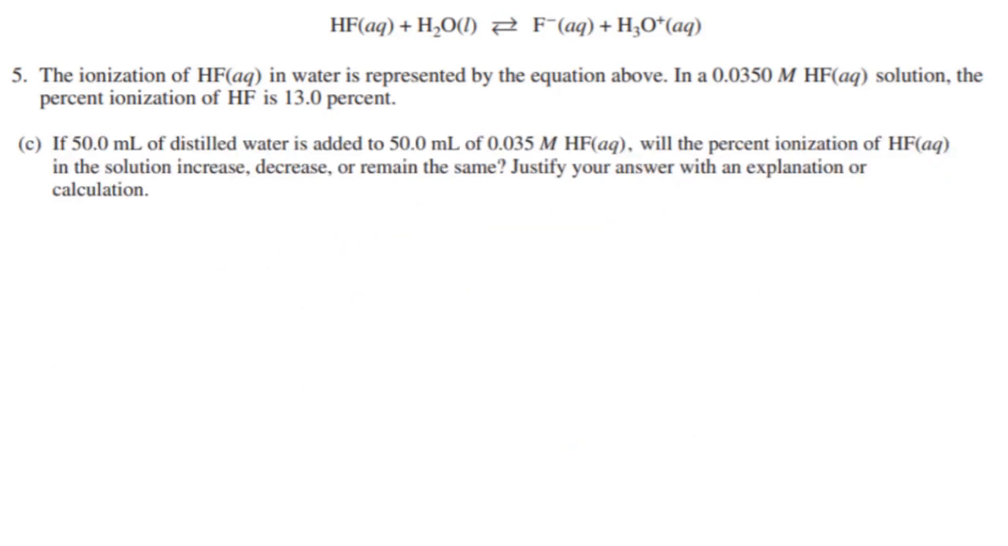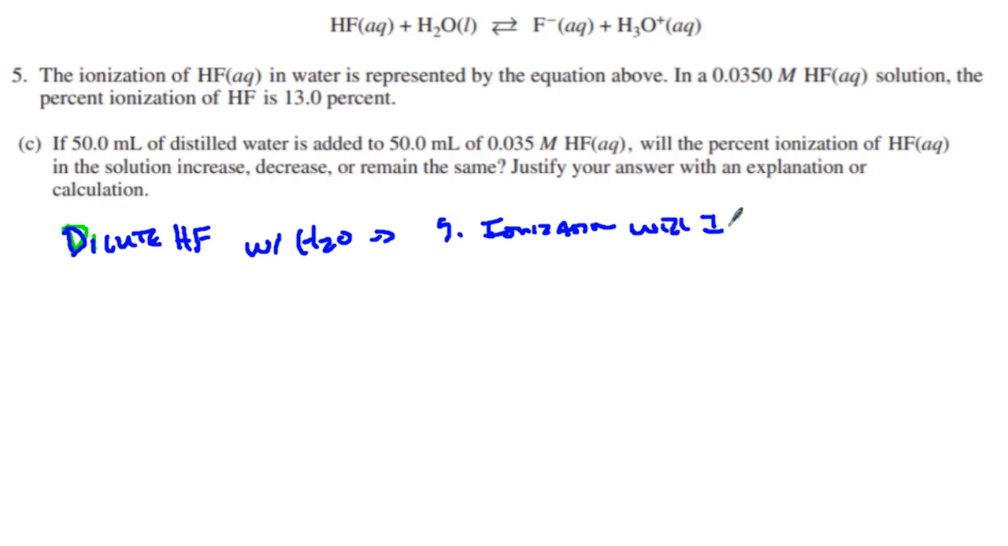Let's go to C. C is asking, if 50 mils of distilled water is added to these 50 mils, what's going to happen to the percent ionization? What do we always know happens when we dilute? I'll put this in a different color, sorry. What happens when we dilute a weak acid like HF with H2O? The percent ionization will increase. It will shift the reaction towards the products.